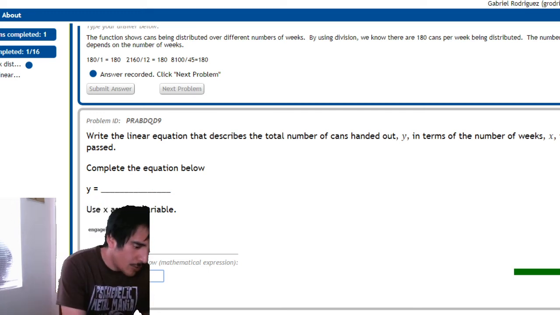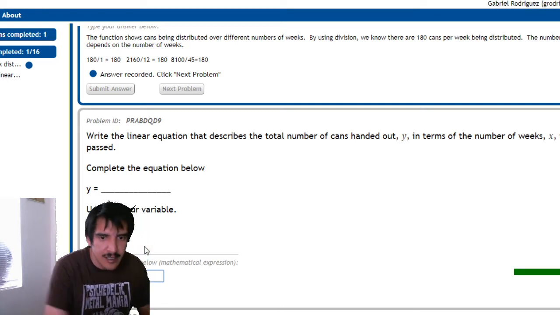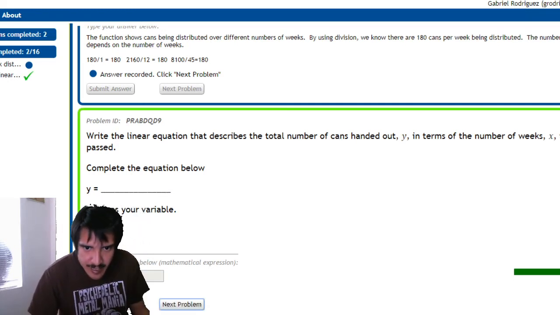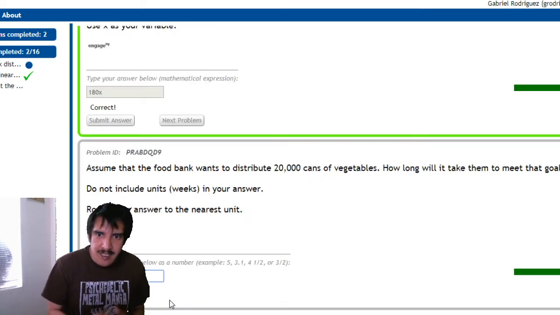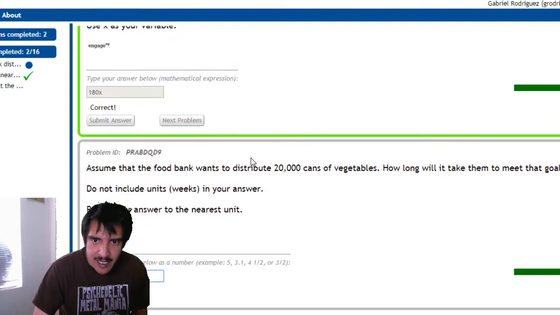Finish the equation. Well, we did this a number of times. It was 180 cans per week, so 180 cans times the number of weeks. So these are ones that we have seen before, right? Again, y equals 180x. That's how we write the equations.